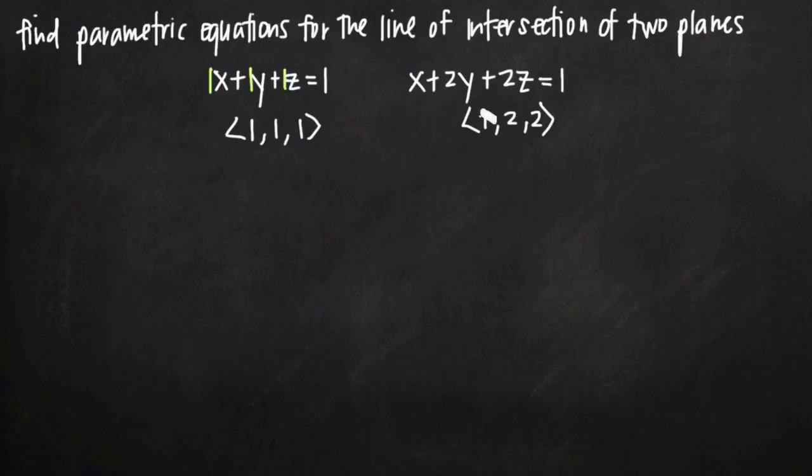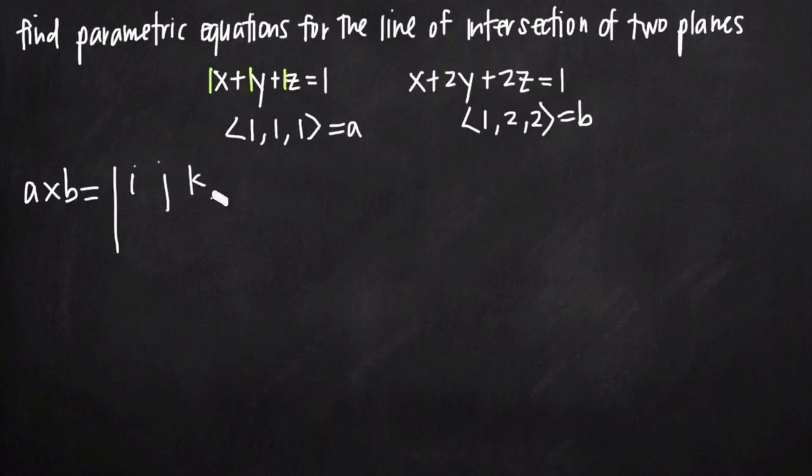So our next step is to take the cross product of these normal vectors. We'll call this normal vector A, and we'll call this normal vector B. So we're going to take the cross product of A and B, and that's going to be equal to the 3x3 matrix that we always use to find the cross product, where in the first row we put I, J, and K. In the second row we put our vector A, 1, 1, 1, and in the third row we put our vector B, which is 1, 2, 2.